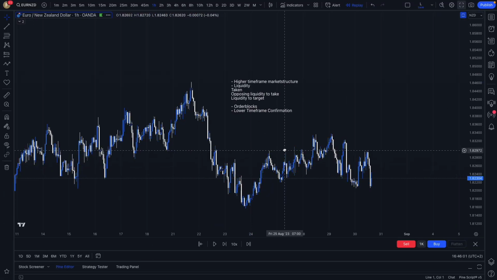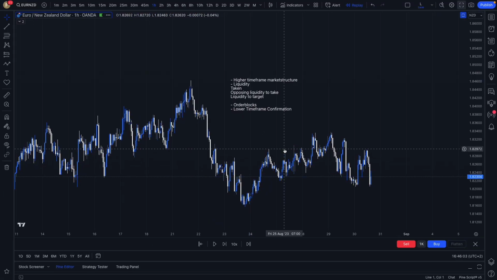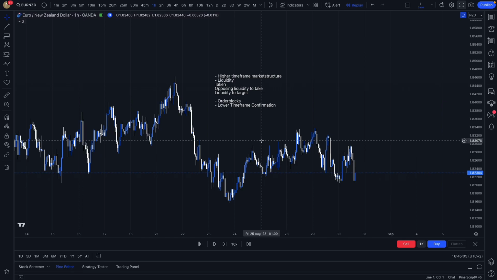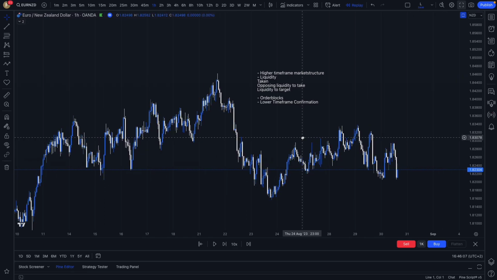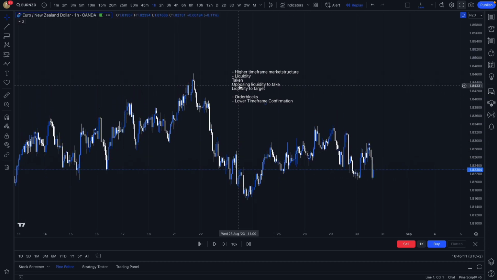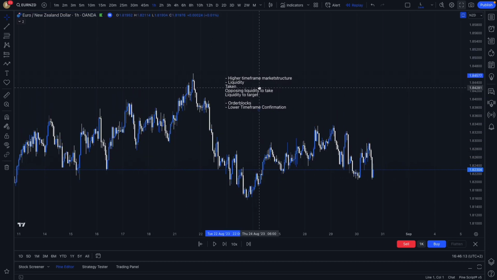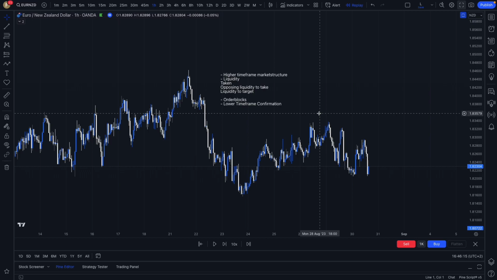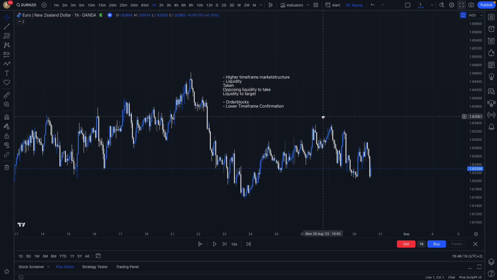Alright, so first off, we determine higher time frame market structure so we can trade alongside the trend. Then we determine liquidity. The liquidity we look for is we ask ourselves, where did liquidity get taken? Where did price build opposing liquidity to take? And what is our liquidity to target? Then inside of the range that has taken liquidity and has opposing liquidity to take.